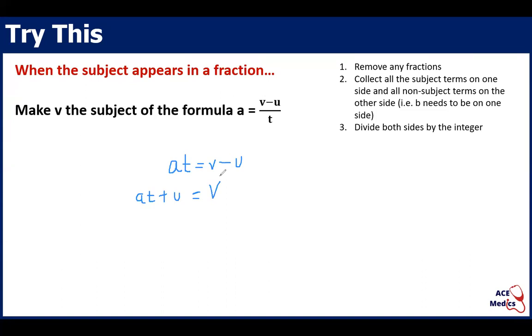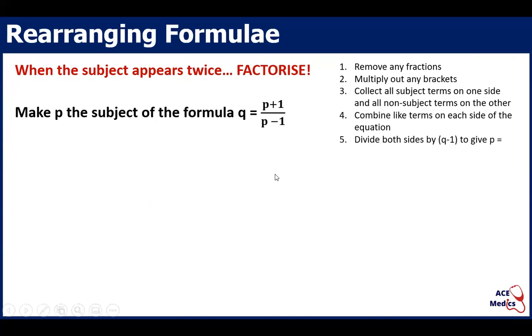Cool. Okay, I think there's one more thing that we need to go over before we have a go at some exam questions, because exam questions are the main part of this. Really, you can't really learn how to do it. So this is when the subject appears twice. So make P the subject of the formula. Q equals P plus 1 divided by P minus 1. So you can see here we've got P featuring twice.